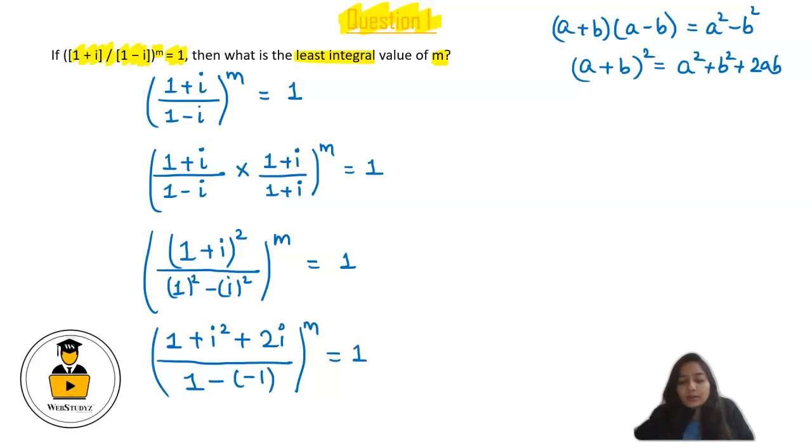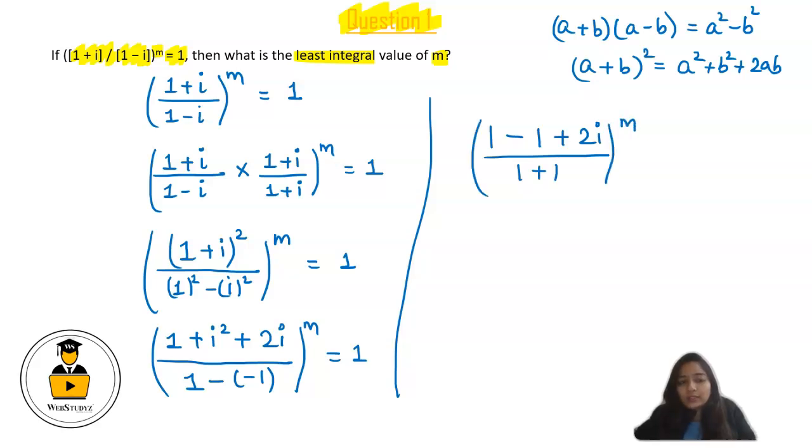So here we have 1, and iota square is minus 1, plus 2 iota in the numerator. In the denominator we have 1 plus 1, and the whole is raised to the power m, equal to 1. So 1 minus 1 gets cancelled. We have 2 iota divided by 2, whole raised to the power m, equal to 1. The 2 gets cancelled, so iota raised to the power m is equal to 1.